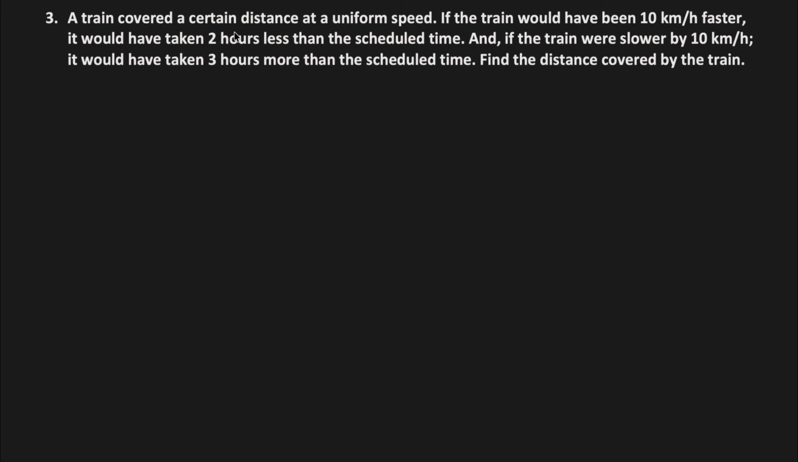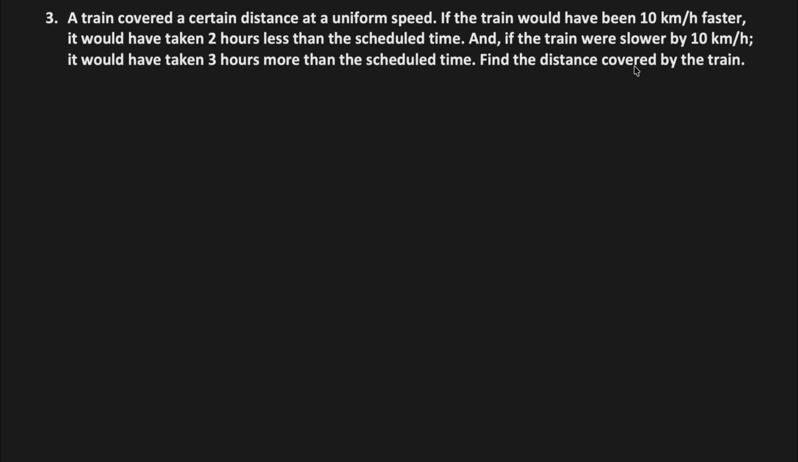A train covered a certain distance at a uniform speed. If the train would have been 10 km/h faster, it would have taken 2 hours less than the scheduled time. And if the train was slower by 10 km/h, it would have taken 3 hours more than the scheduled time. Find the distance covered by the train.